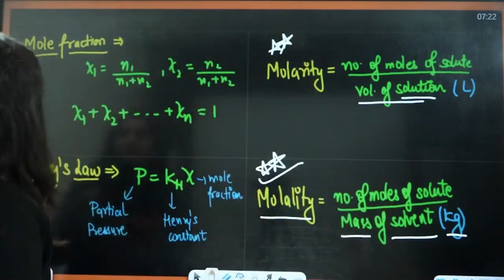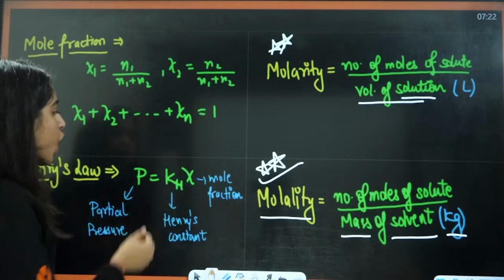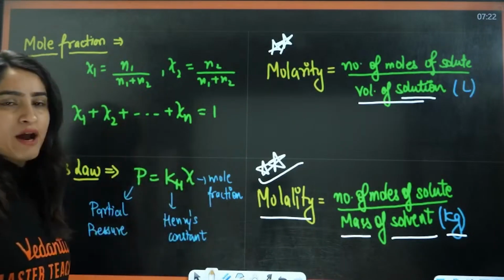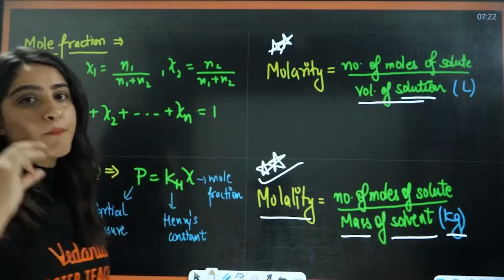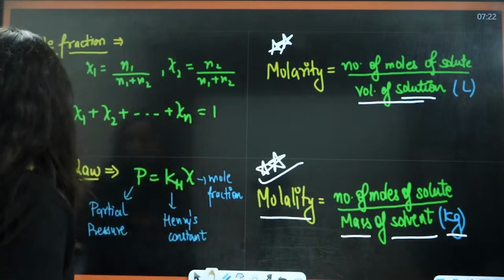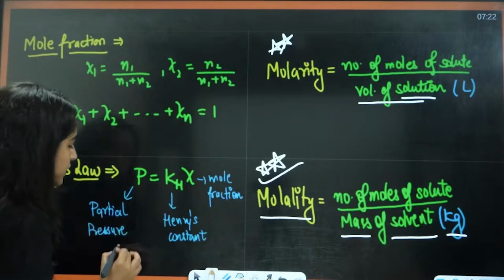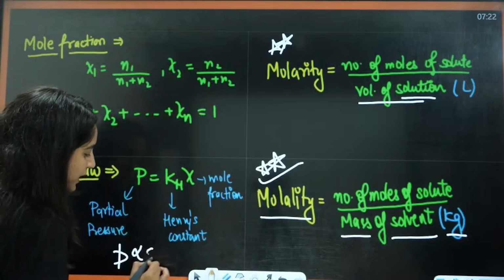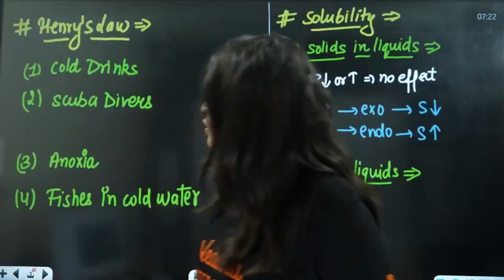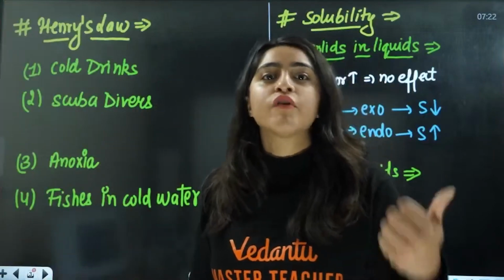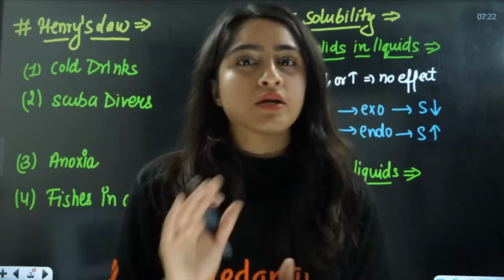Okay, next is Henry's law. Now, what is Henry's law? P is equal to kH times mole fraction. This is Henry's constant, this is the mole fraction, and this is the partial pressure, right? Henry's law also states that pressure is directly proportional to the solubility. So Henry's law has lots of applications, because the more the pressure, the more the solubility.